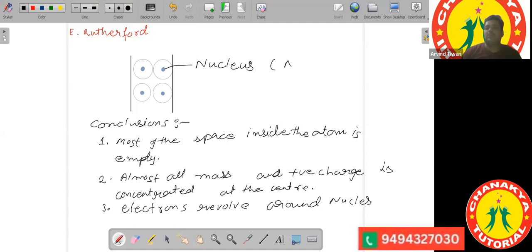He also termed his model as nuclear model. This model is also called nuclear model of the atom, where there is a new centralized nucleus within the atom. Okay. So understood?